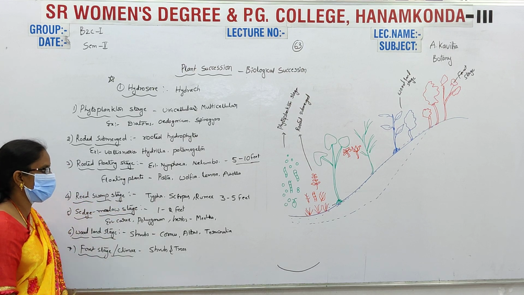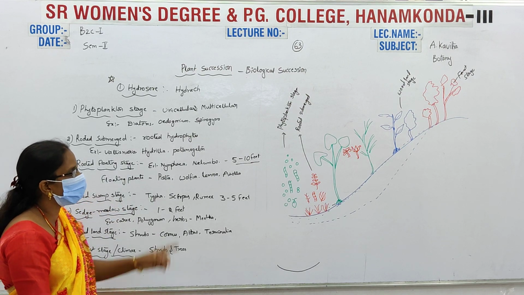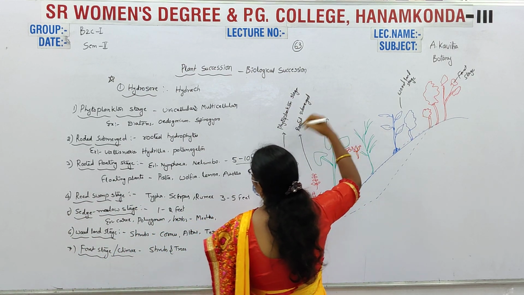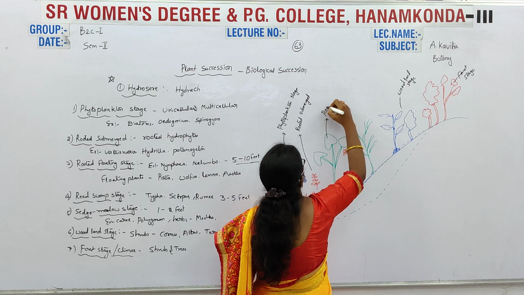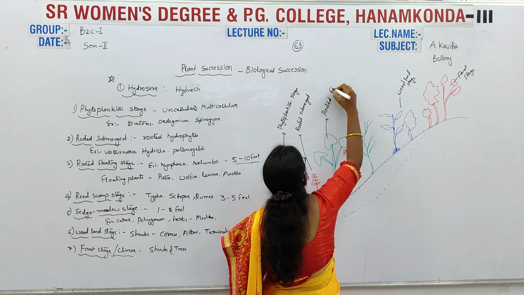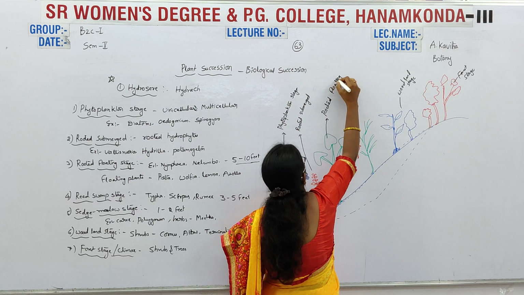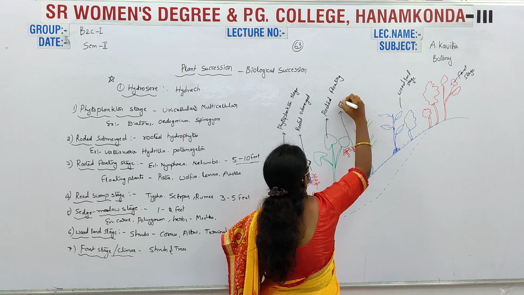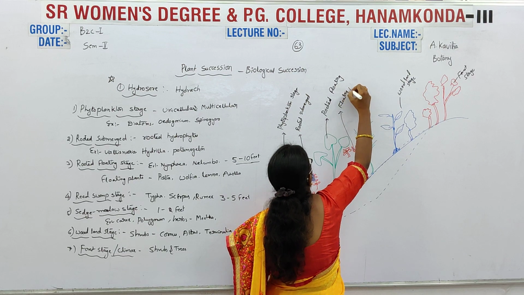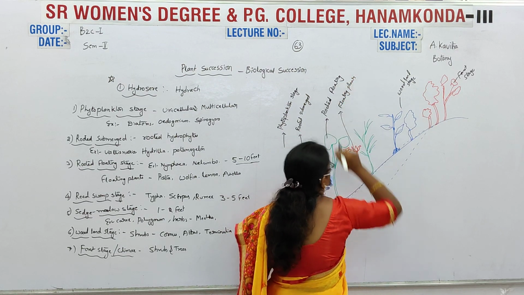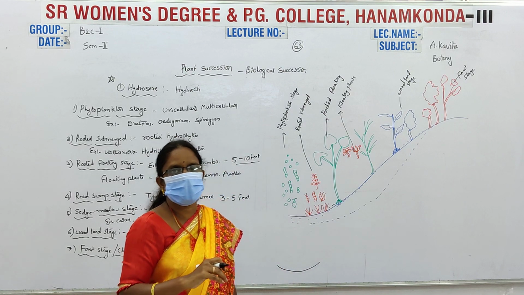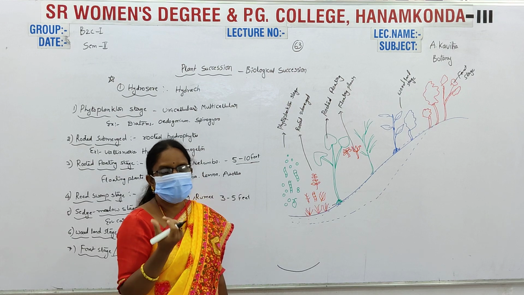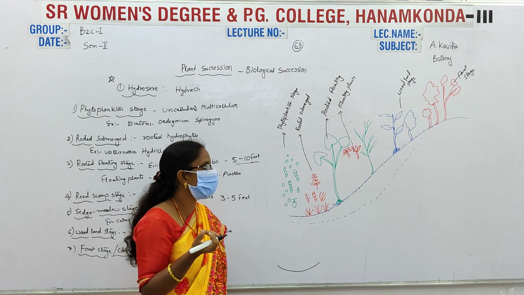And reed swamp stage, where small plants are developed. This is called rooted submerged, and the next one is the rooted floating stage. And the next one is the completely floating plants, for example, Pistia, Eichhornia, Lemna, Azolla. These are completely floating on water. మొత్తానికి మనకి వాటర్ పైన ఇవి తేలి ఆడుతూ ఉంటాయి, కంప్లీట్లీ ఫ్లోటింగ్ ఆన్ వాటర్.